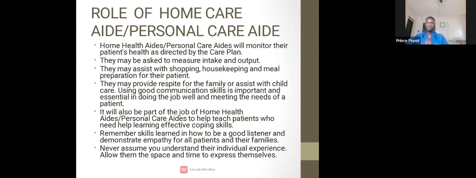is also important and essentially important in doing the job well and meeting the needs of the patient. We've talked about communication skills in previous modules, and we can't overemphasize that good communication skills are very important because there are negative words and positive words. Though to a layman or to a literal person, they may not look bad, but to those who are physically disabled, they are not good words.